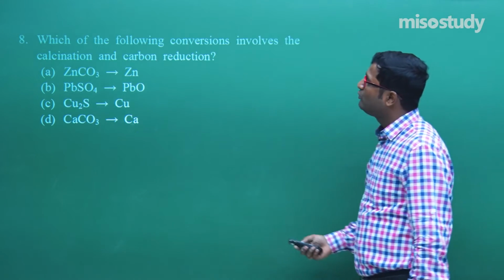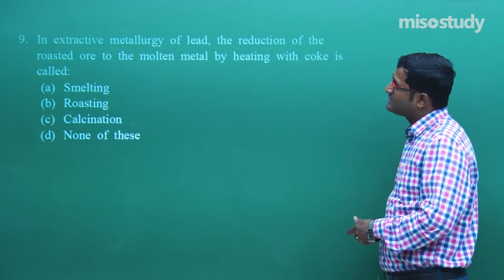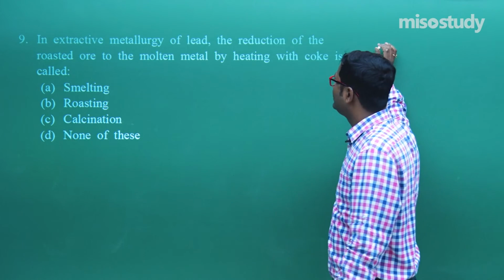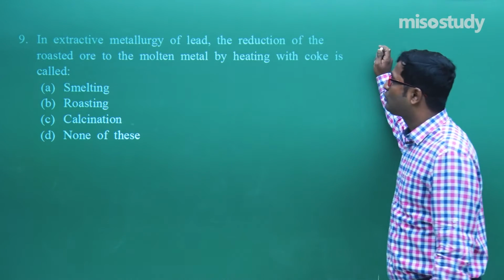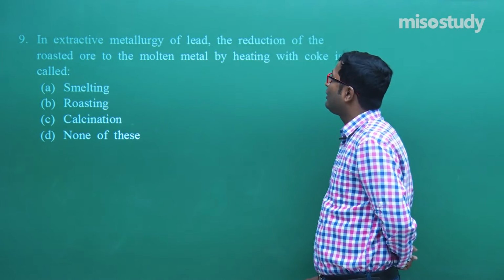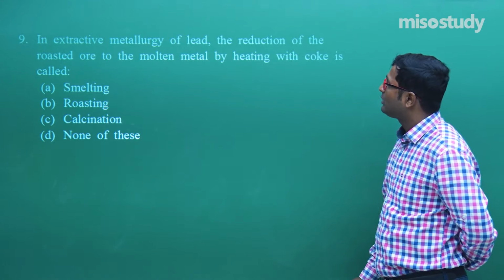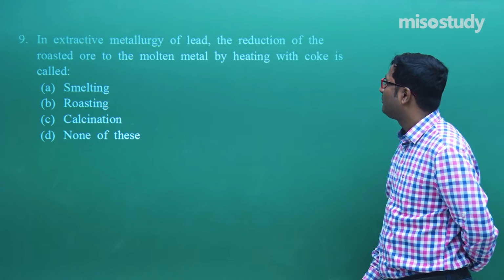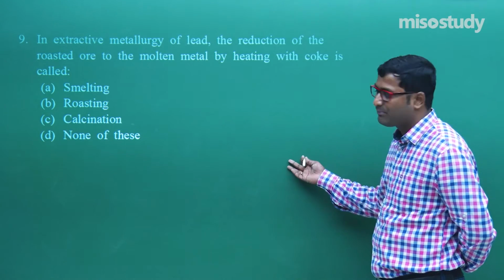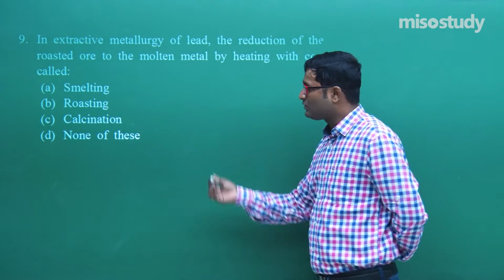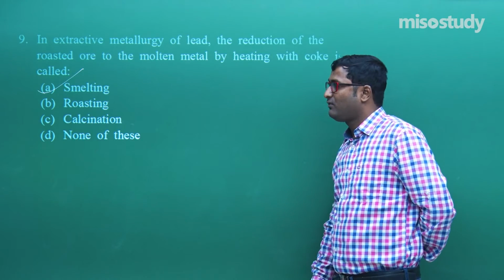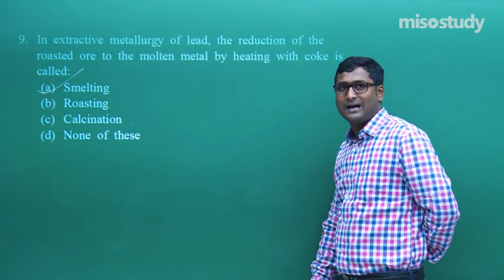Now, let's move to question number 9. In extractive metallurgy of lead, the reduction of the roasted ore to the molten metal by heating with coke. This is a direct question. The reduction of the roasted ore to the molten metal by heating with coke is called smelting. Smelting is a process. This is a complete theory based question. So for question number 9, A is the correct option.